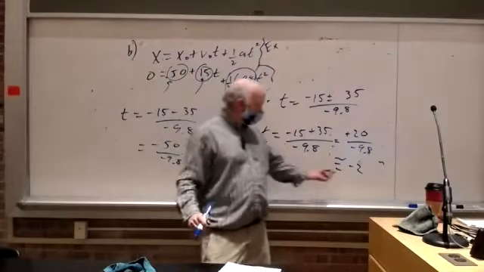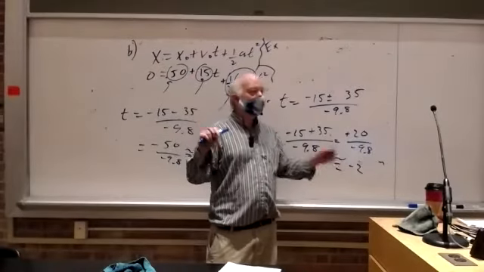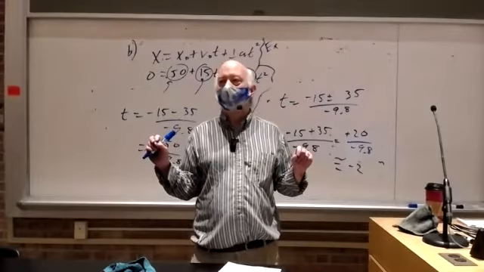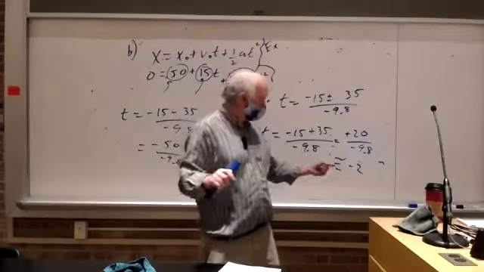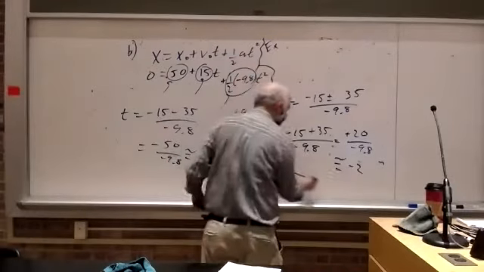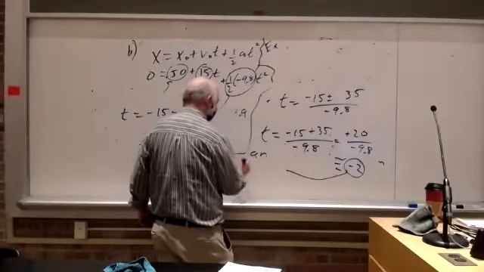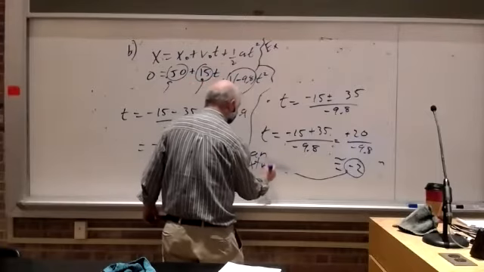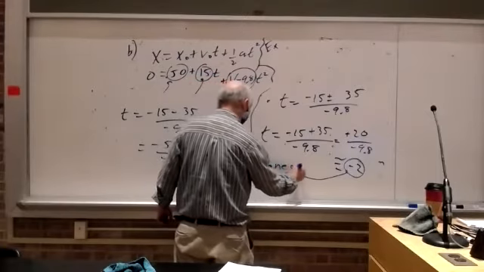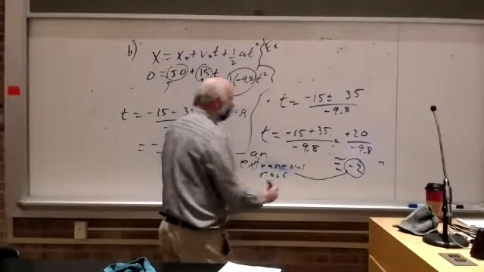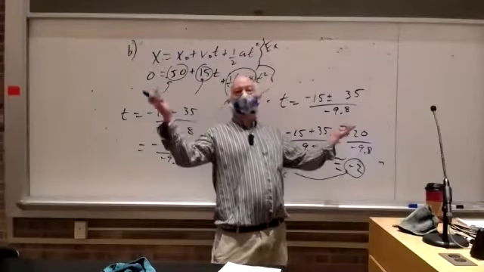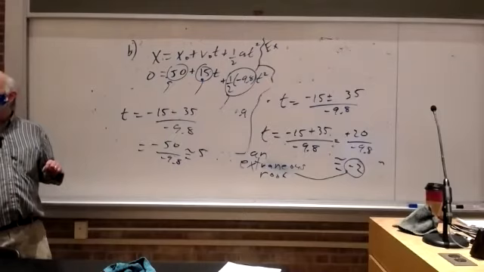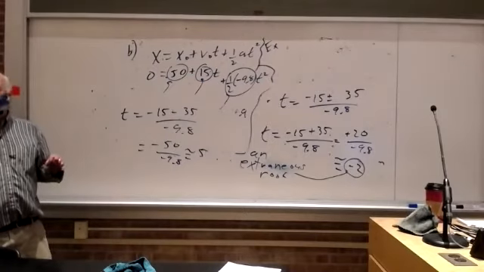When you have something that mathematically solves a problem but makes no physical sense, does anyone know what that's called? The mathematicians call this an extraneous root. I mean, this does solve the mathematical equation. It just makes no physical sense. Okay? Questions to that?